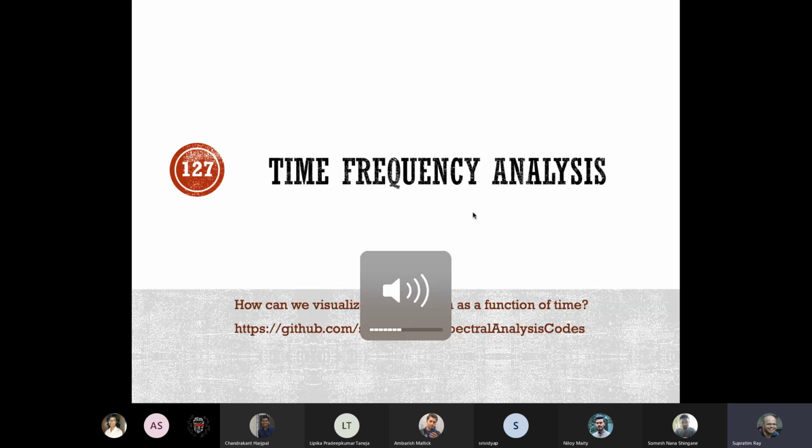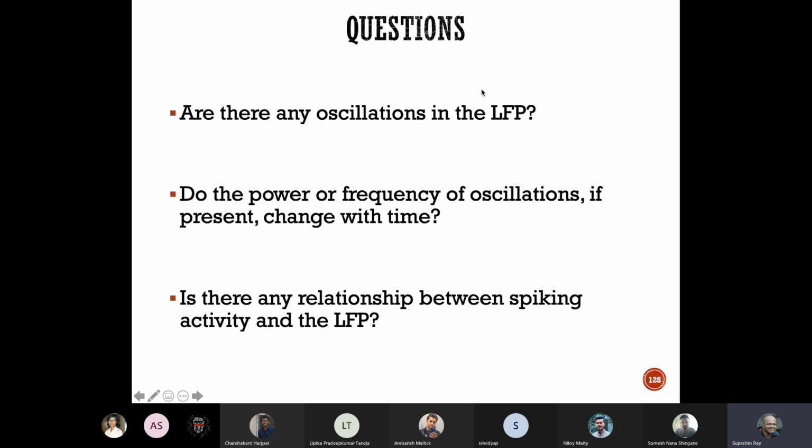Great. Thanks. Okay. So let's go ahead with our time frequency analysis methods. We had posed three questions when we started our LFP segment many classes ago. We answered the first question where we saw that the stimulus induces a strong gamma oscillation in the signal. Now I want to know whether the power or frequency of these gamma oscillations change. So for that, I need to do time frequency analysis.